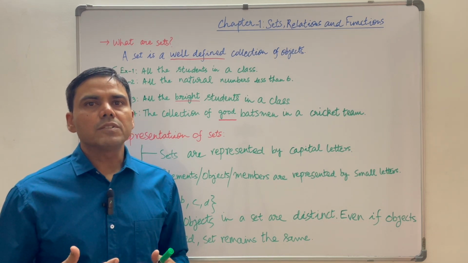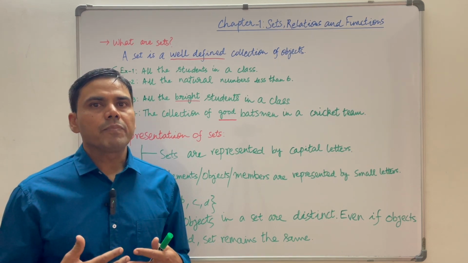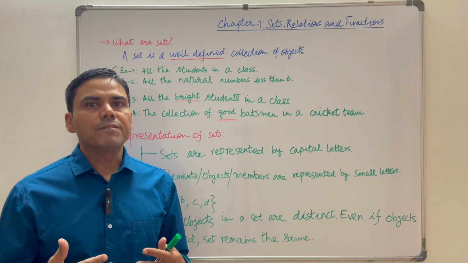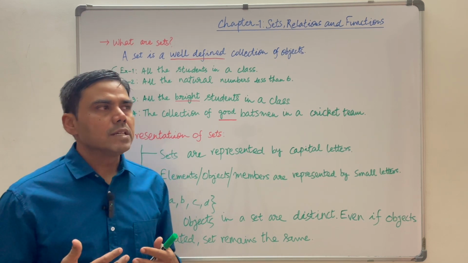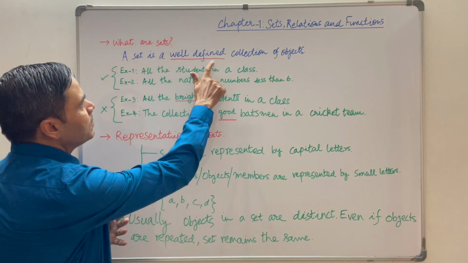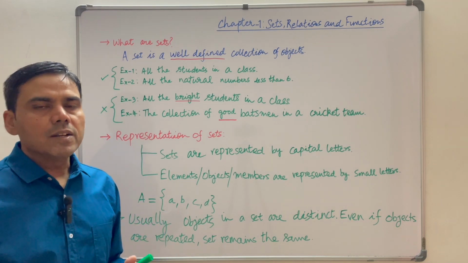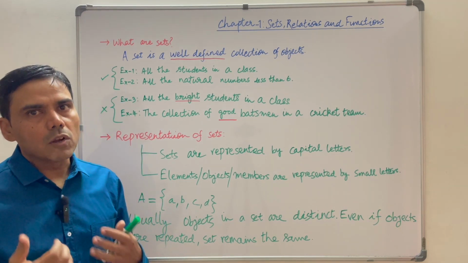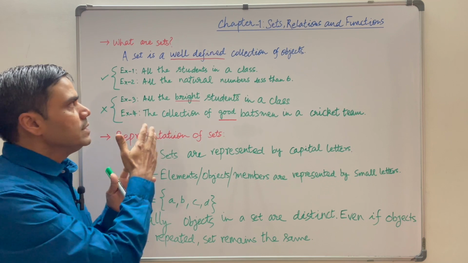So the obvious first question is, what are sets? A set is a well-defined collection of objects. Here the keyword is well-defined. So let us understand what is well-defined and what is not well-defined with the help of these examples.